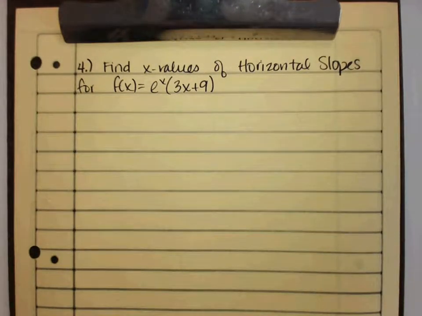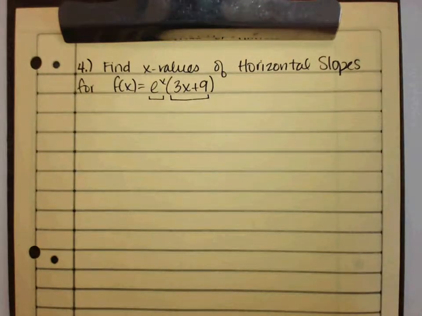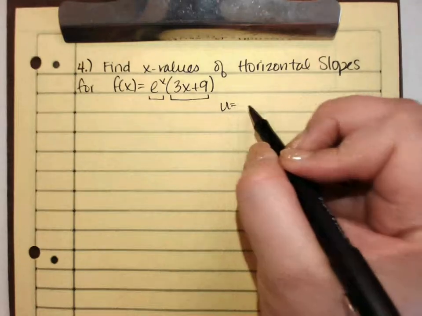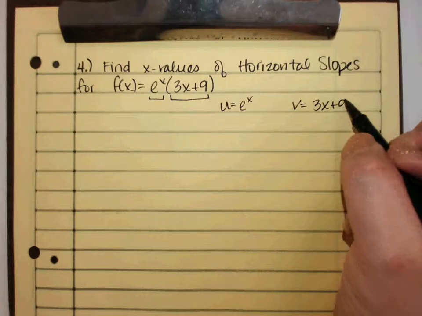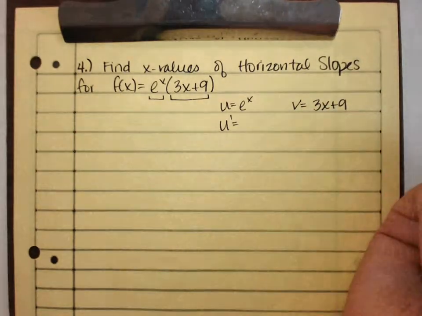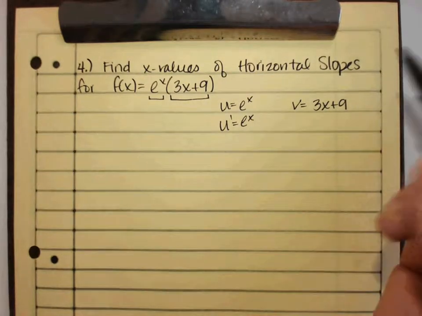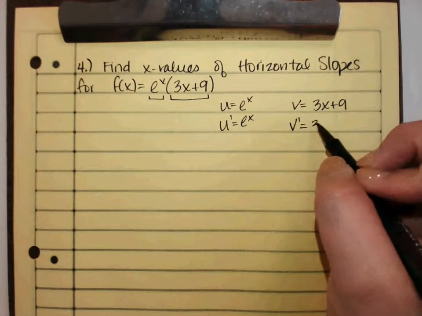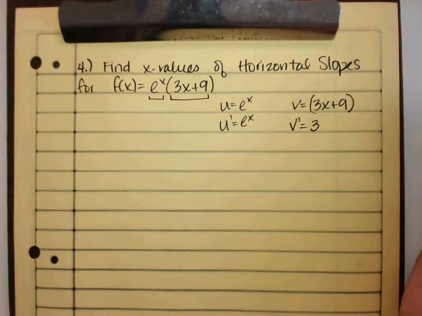Okay, review the plan. How do you find a horizontal slope? You take the derivative, set it equal to 0. What kind of rule am I going to need to take the derivative? Product rule. So u is going to be what? E to the x. V is going to be what? 3x plus 9. What is u prime? E to the x, the derivative is its own self. 3x plus 9, what's the derivative? Just a 3. Now from here, I would go back and any terms that have more than one thing, I'd put parentheses around it so you don't forget to put them.